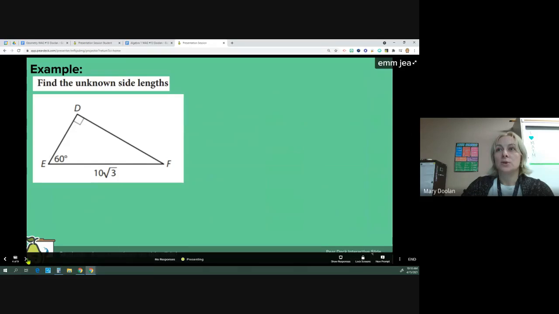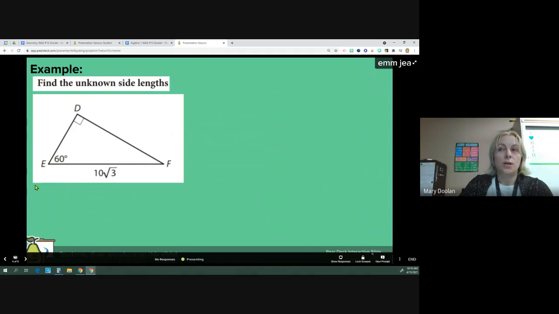Okay, so this is the problem we're going to work out together. This is our example. And so we're going to find the unknown side lengths. We can see this triangle EDF has a 60-degree angle, a 90-degree angle, and we have this measurement here of 10 times the square root of 3.